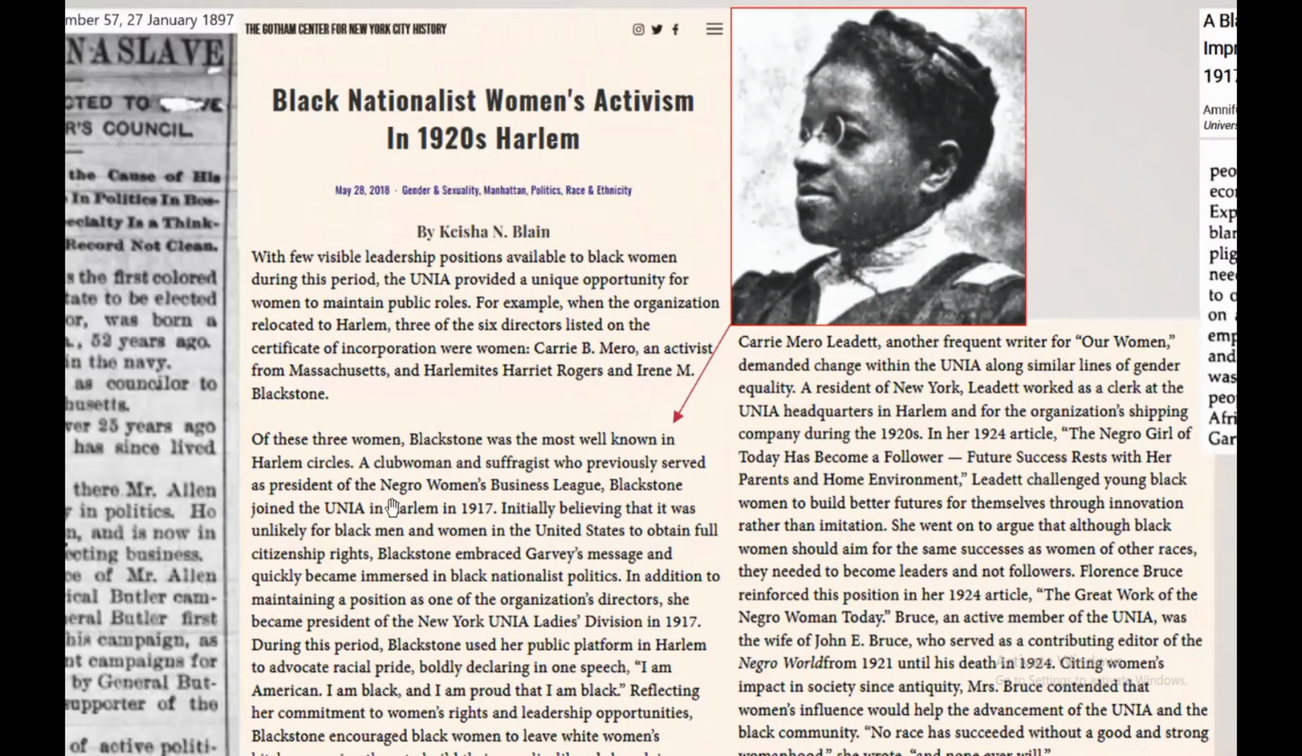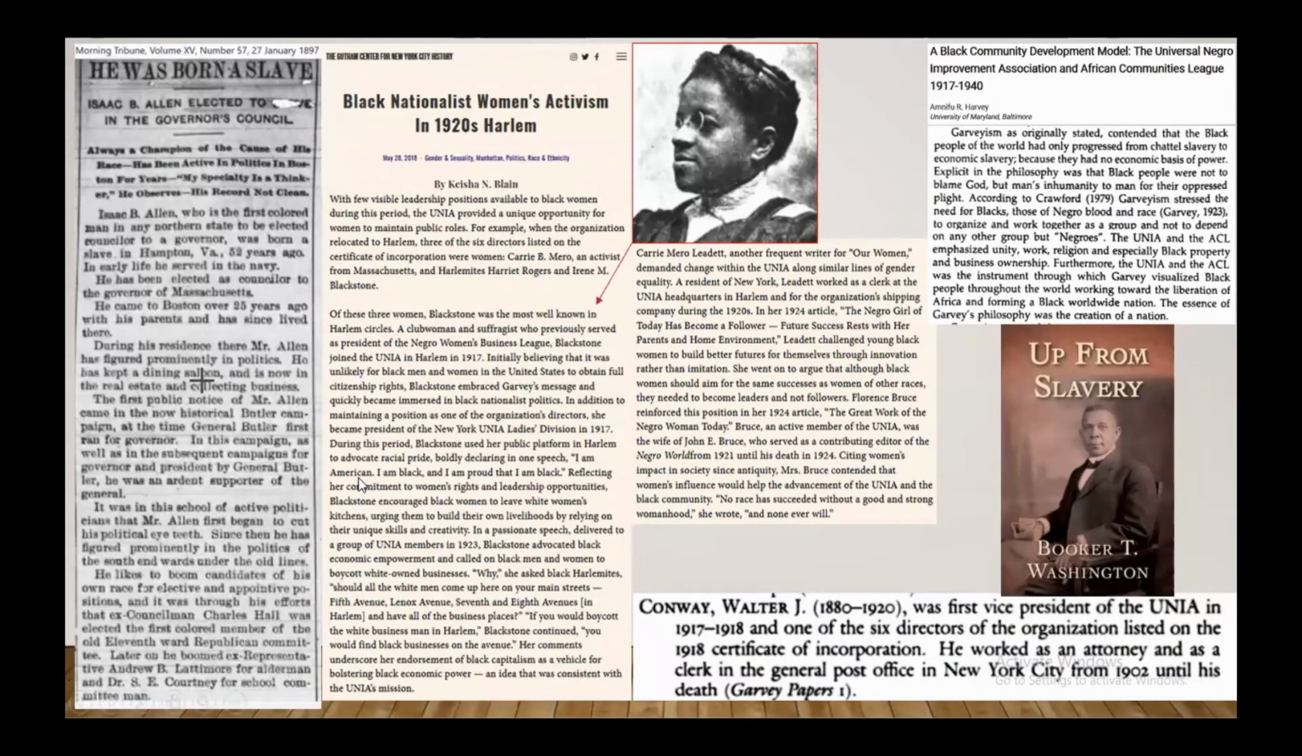Moving over, Irene, well, let's go through it. You see here, it says 3 of the 6 directors listed on the certificate of incorporation were women. Carrie B. Merrill, an activist from Massachusetts, and Harlemites, Harriet Rogers and Irene Blackstone. Okay, here's a breakdown on Irene Blackstone. Okay, all this here. Here you go over here with Carrie Merrill. Okay, no race has succeeded without a good and strong womanhood. Okay, and some never will.